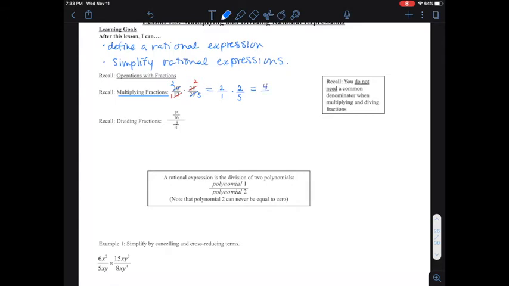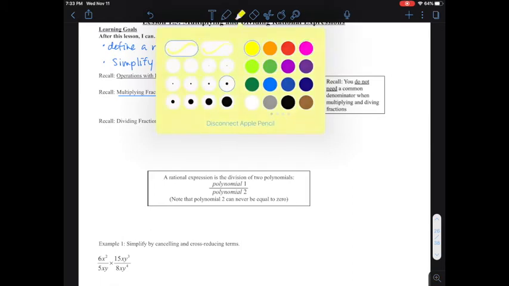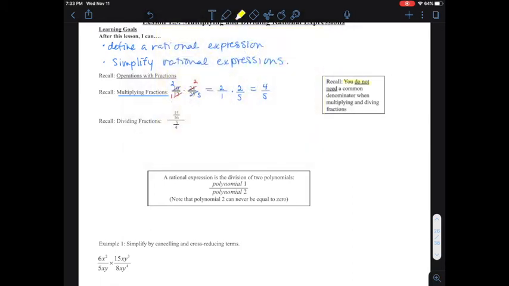And remember, I just multiply the numerators together and I multiply the denominators together. I do not need a common denominator when I multiply or divide fractions. That's only for addition and subtraction.